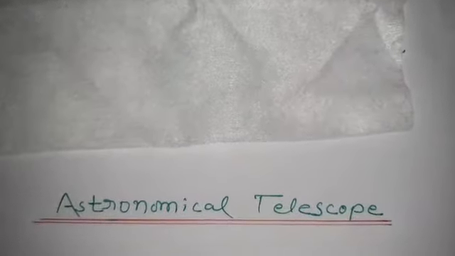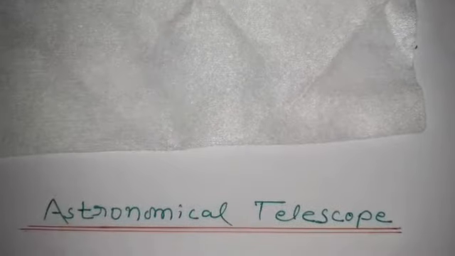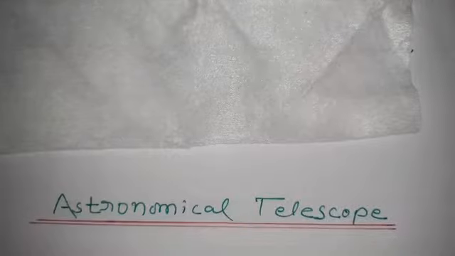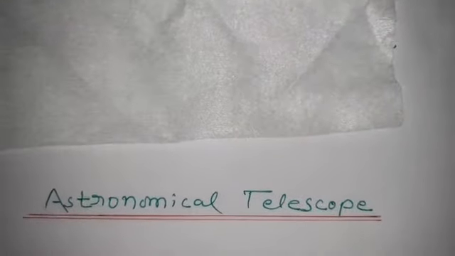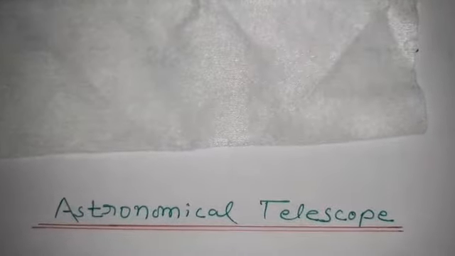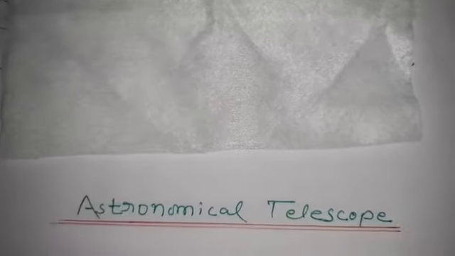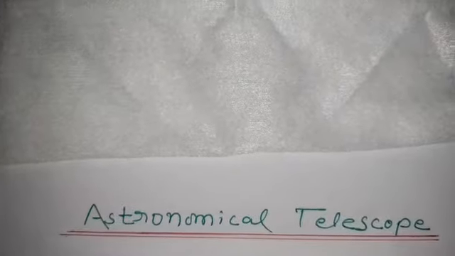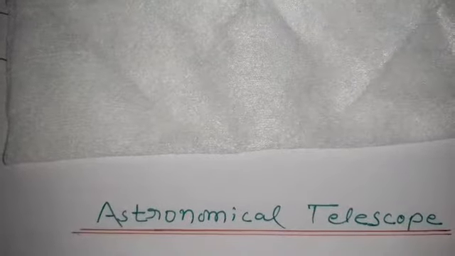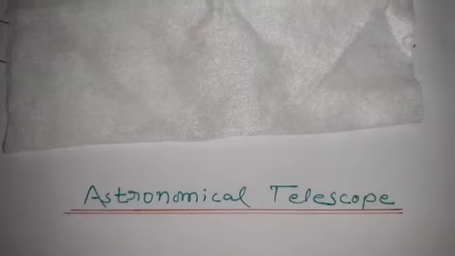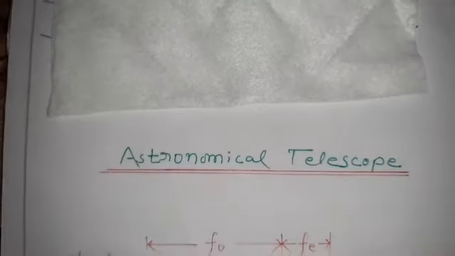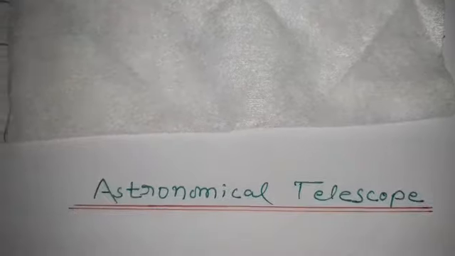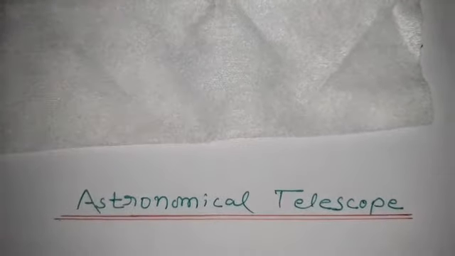Our next topic is astronomical telescope. This is the last optical instrument of this chapter. After that, we have one more topic, that is reflecting telescope, and advantages of reflecting telescope over refracting telescope. These are the remaining topics of this chapter. So we are going to discuss astronomical telescope.